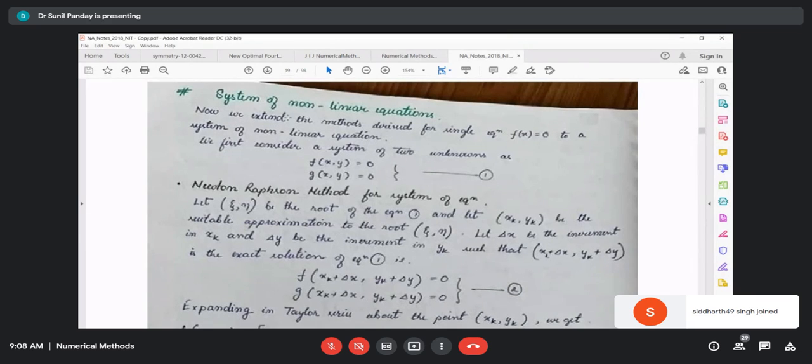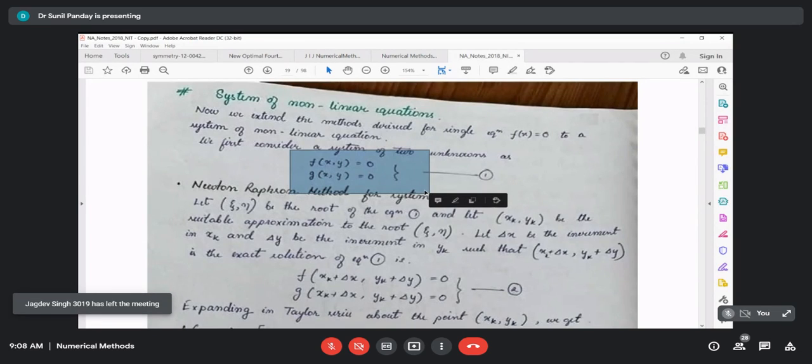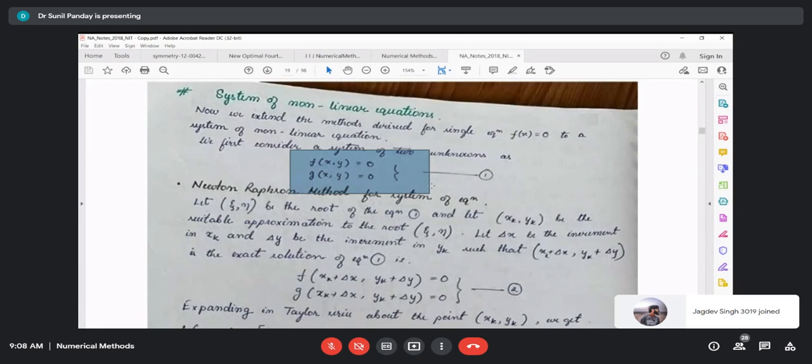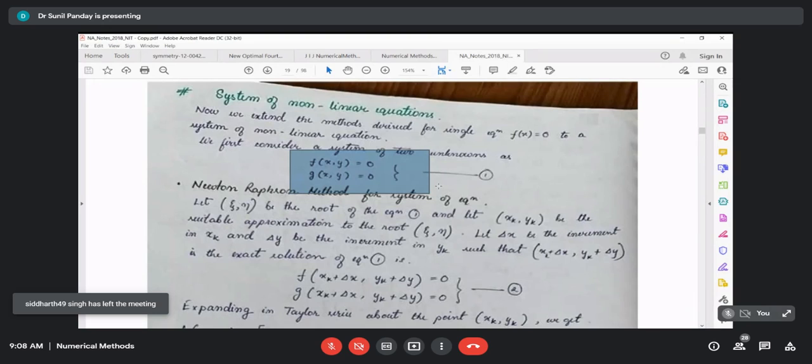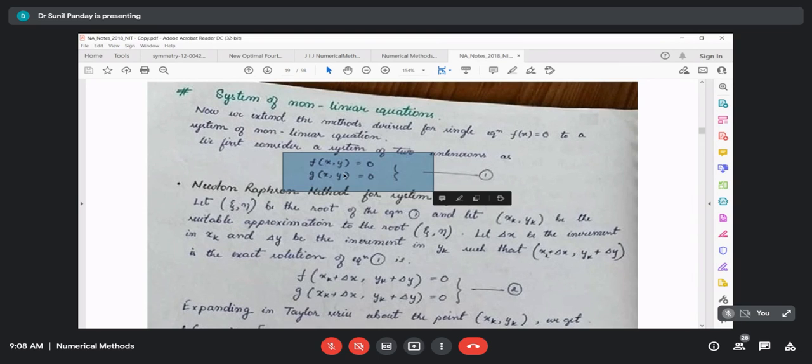So here, a system of linear equations means we have two equations in two variables, and we have to solve this linear system. You know how to solve it using the Gauss-Seidel method, the Gauss-Jordan method, or the Gauss-Jacobi method. But if you have a non-linear system of equations, then how do you deal with it?